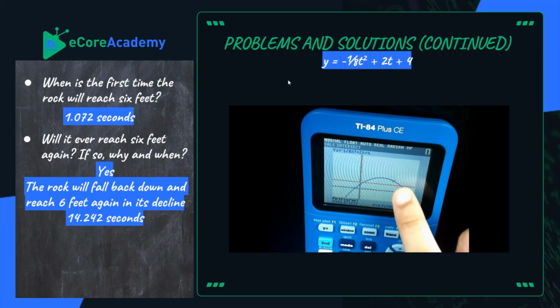As long as your cursor is blinking closer to this second intersection, you're good to go. Mine is obviously closer to this one, so I'm good to go. I'm going to hit enter 3 times. 1, 2, 3. And then you are given the second point.